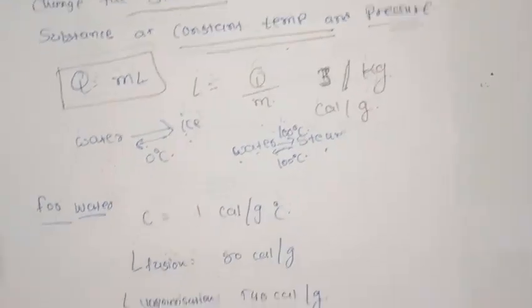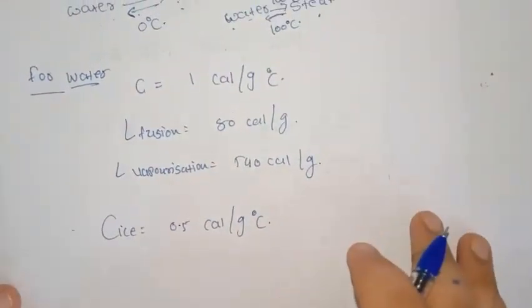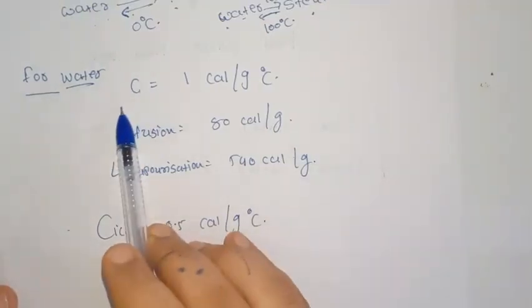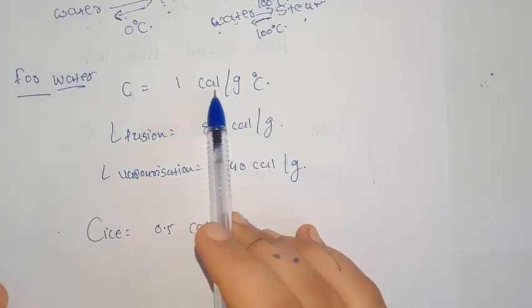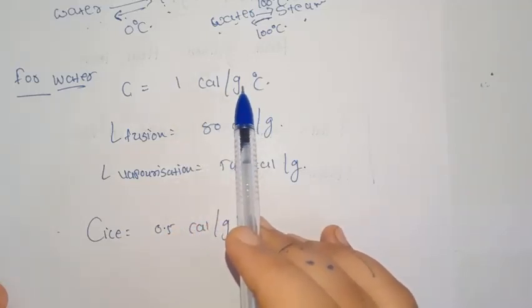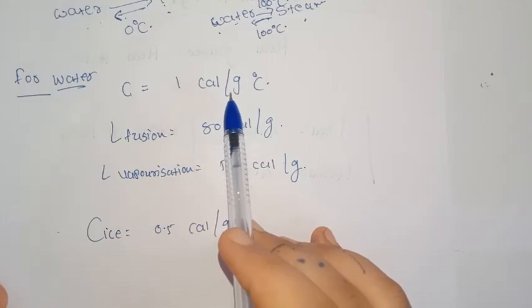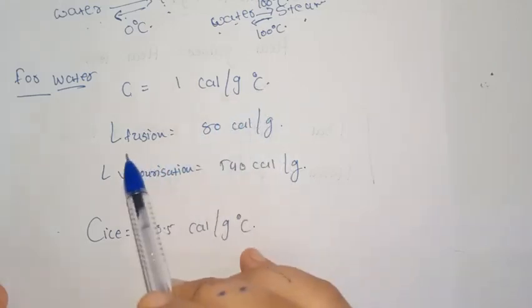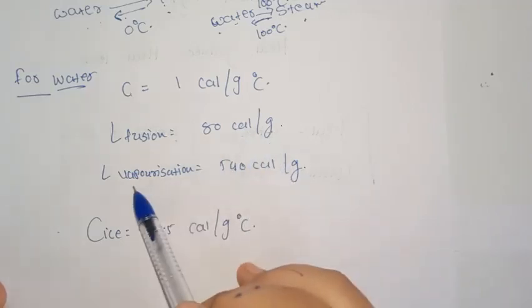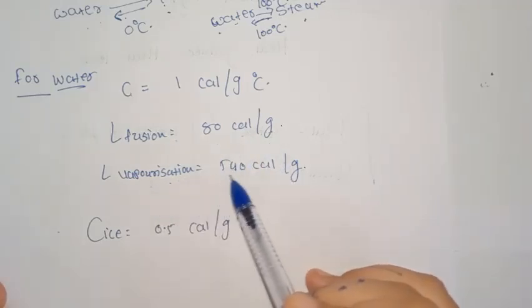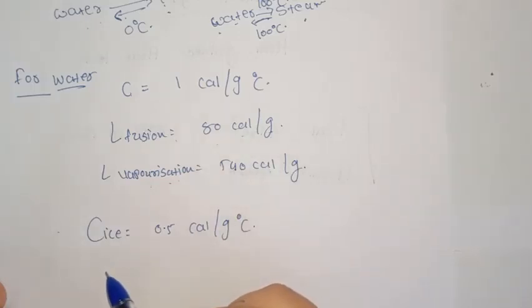Now, let us remember some values. For water, specific heat capacity is 1 calorie per gram degree Celsius. The latent heat of fusion is 80 calorie per gram. The latent heat of vaporization is 540 calorie per gram. And the specific heat capacity of ice is 0.5 calorie per gram degree Celsius.